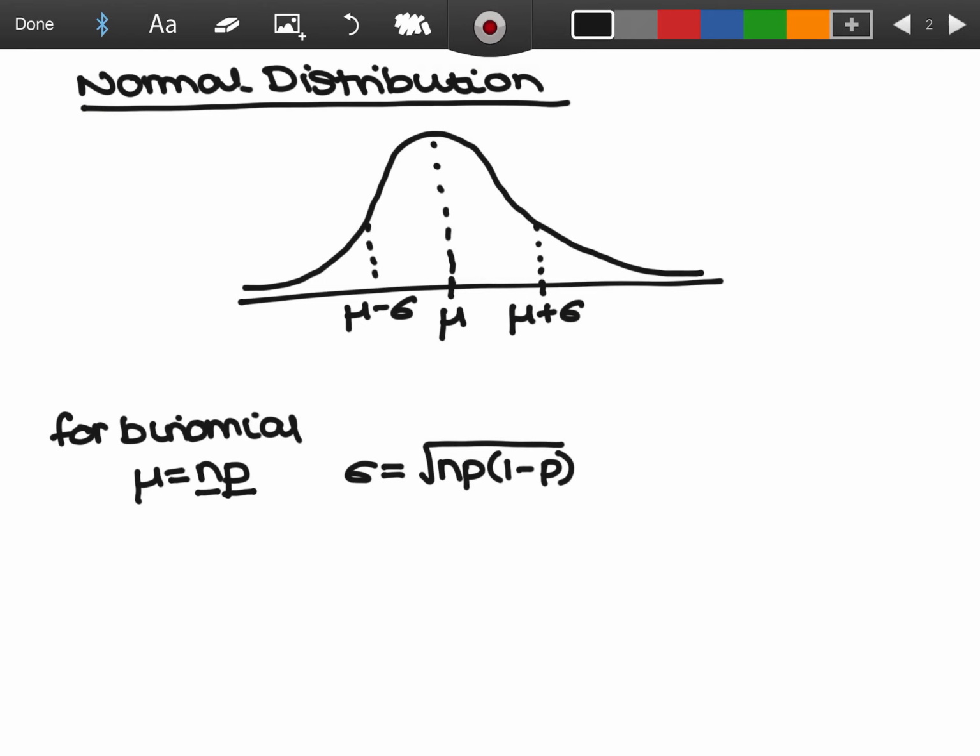So we have our mean and we have our standard deviation. Now, if we're going to be using this normal distribution to approximate our binomial distribution, the obvious thing would be that you have to have the same mean and standard deviation.